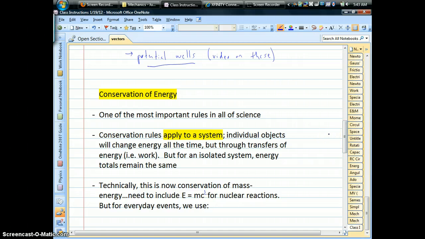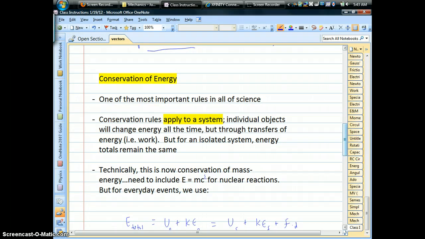Conservation, don't forget, applies to the whole system. For an isolated system where energy doesn't come in or leave, the total energy has to stay the same for all the pieces of that system. Now, individual objects interact and their energies change all the time, but that's a transfer of energy, so that the total for the system stays the same.